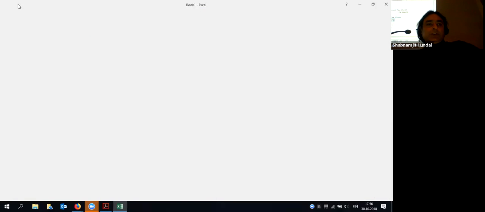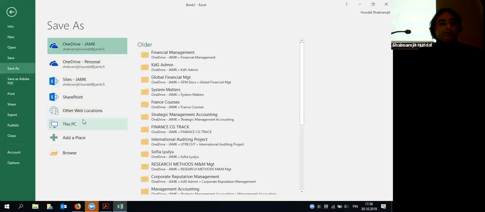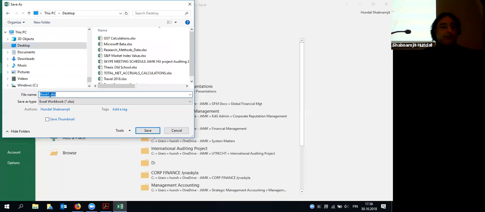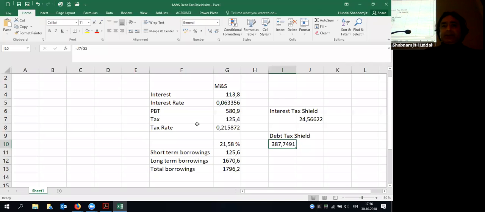I can save it and also add it to your spreadsheet so that it remains in your record. What should I call it? M&S debt tax shield. I have one more example similar to this in the spreadsheets, but anyway.